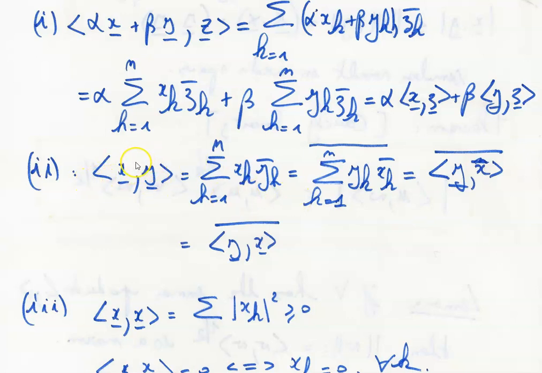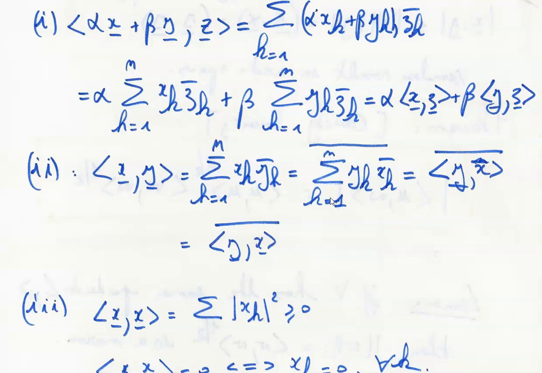So the inner product between x and y is, by my definition, the sum for k from 1 to n of x_k times the complex conjugate of y_k. But I can also write this sum as the complex conjugate of what? Of the sum for k from 1 to n of x_k conjugate times y_k complex conjugate, because you always know that the complex conjugate of A, conjugated twice, is A itself.